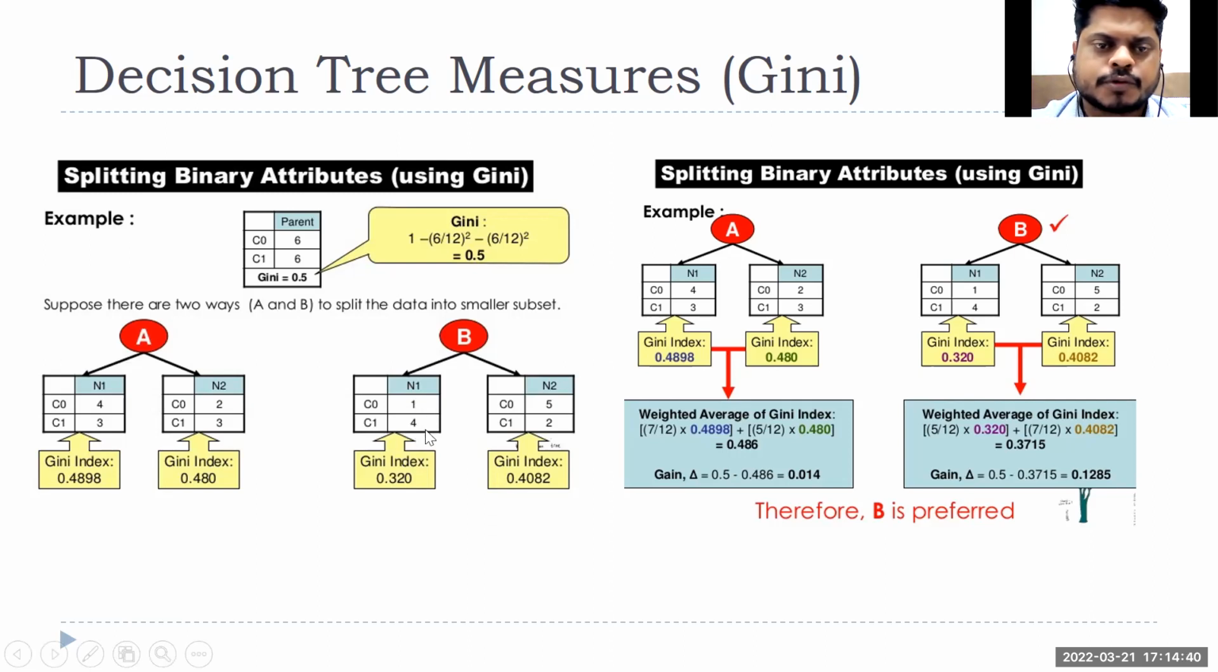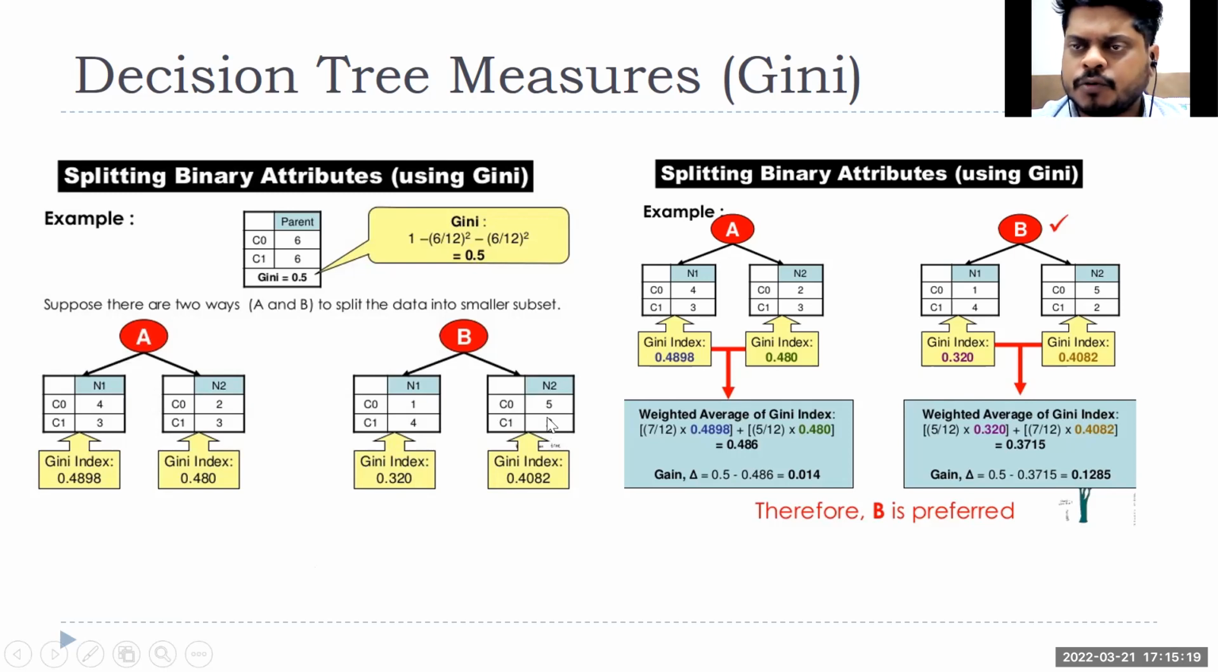4 divided by 5 square. 4 by 5 is how much? 0.8, right? 0.8 square is 0.64. Then 1 by 5, that is 0.2. 0.2 square is 0.04. 0.64 plus 0.04 is 0.68, right? I subtract from my 1, so 1 minus 0.68. Ideally it should come how much? 0.32. But the step remains same.